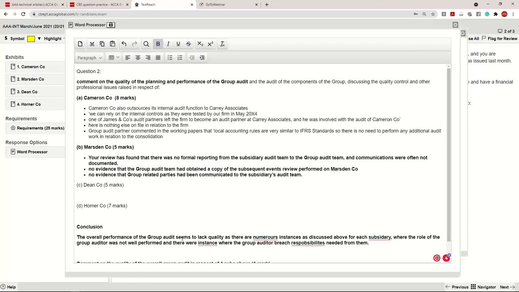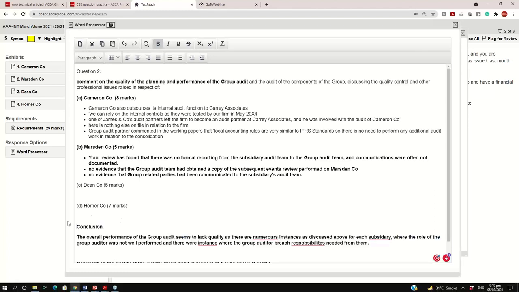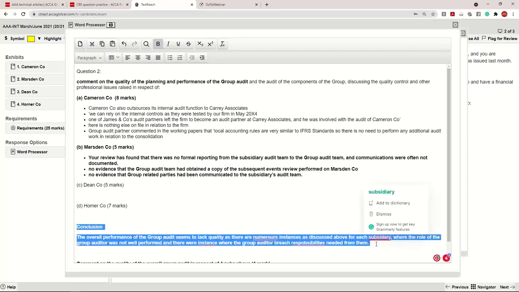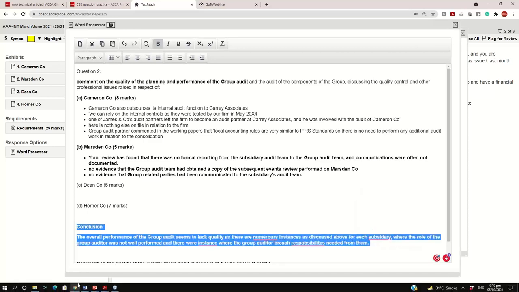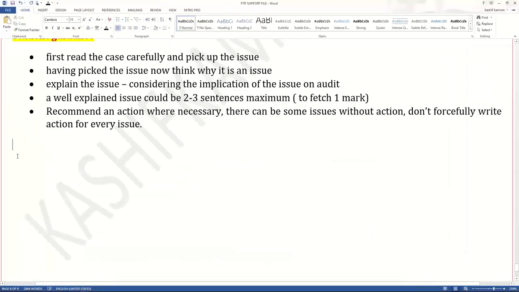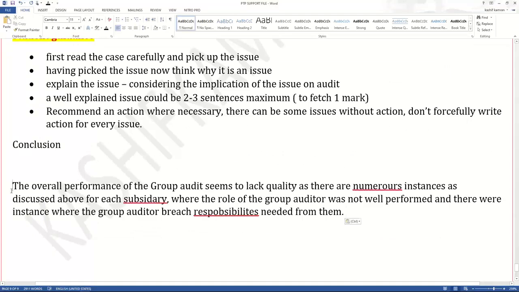We found some issues with Marston company where the group auditor was not bothered about obtaining evidence about subsequent events. There was no proper communication between the group auditor and the component auditor. So see, this is the conclusion at the end. You copy this conclusion and take it to your Word file, at the end of the answer.